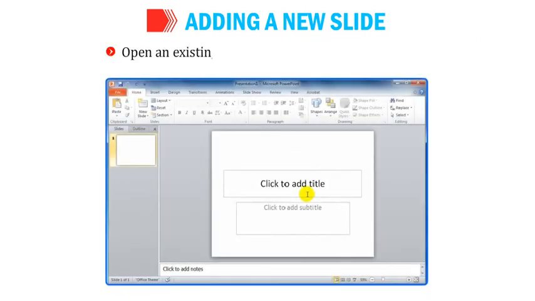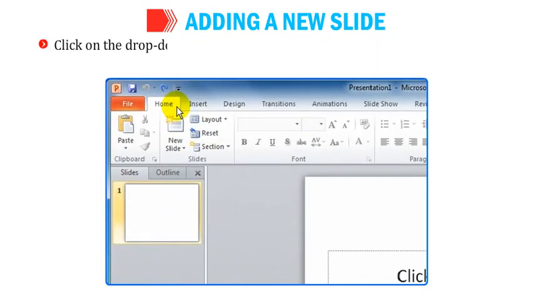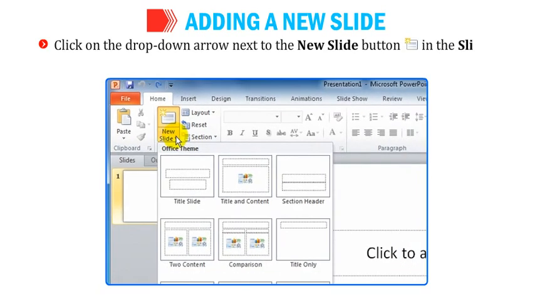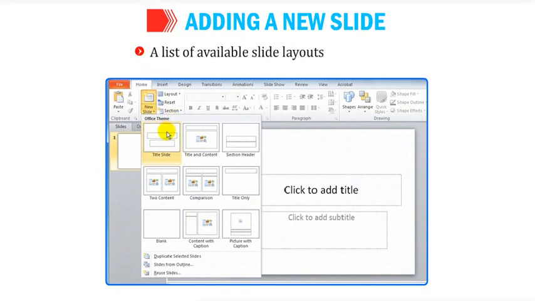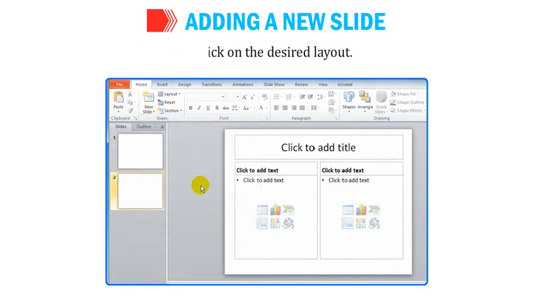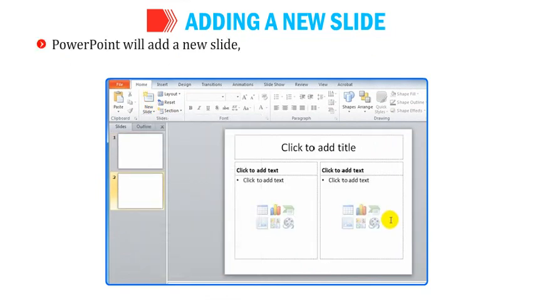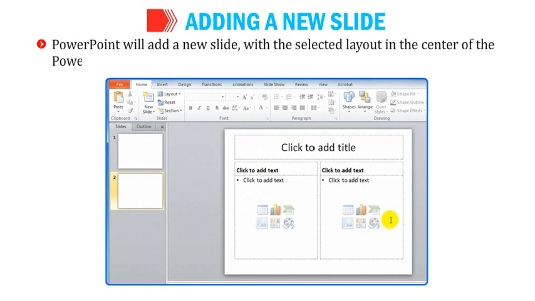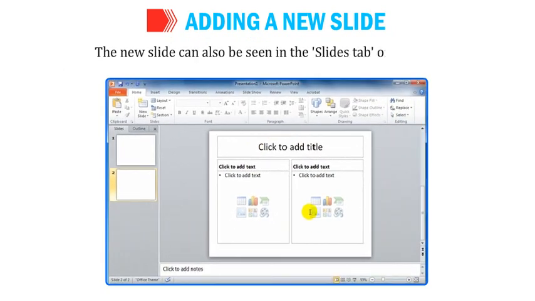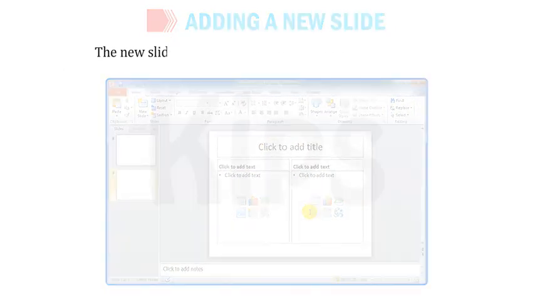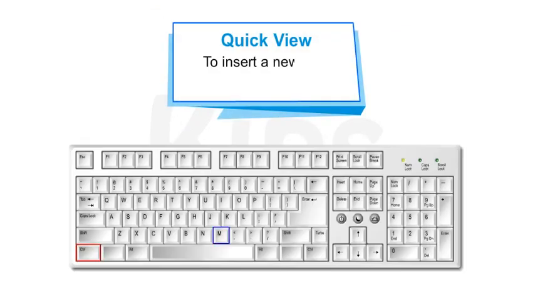Open an existing presentation. Example, My Presentation. Click on the drop-down arrow next to the New Slide button in the Slides group on the Home tab. A list of available slide layouts is displayed. Click on the desired layout. PowerPoint will add a new slide with the selected layout in the center of the PowerPoint window. The new slide can also be seen in the Slides tab on the left. Students note that to insert a new slide, press Ctrl+M key combination.